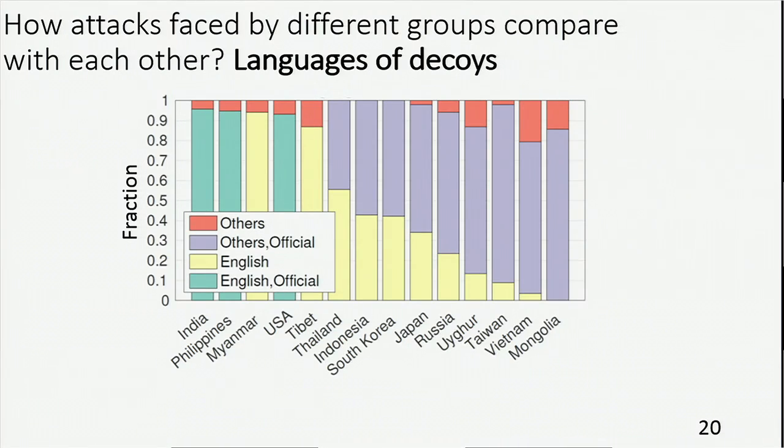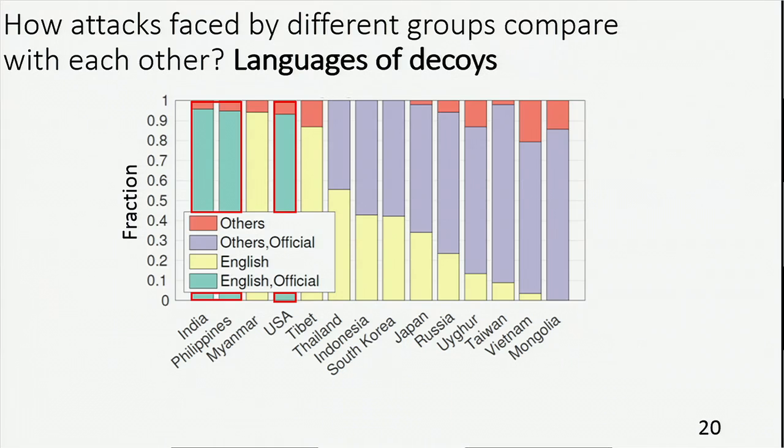Now, another question we ask is, how targeted are the attacks? And one way to look at that is, are they using broad spectrum attacks that use basically one language and just hope that some of the victims will open them? Or are they actually trying to send documents that are targeted specifically to the victim's native language? So what we're showing in this graph, each bar represents the fraction of decoy seen in each region, and then whether the language was English, and it was the official language, English which was not the official language, or if it was using another language that was the official language.